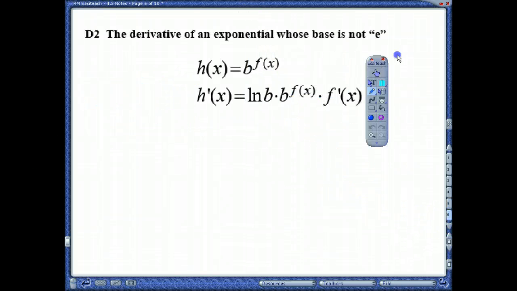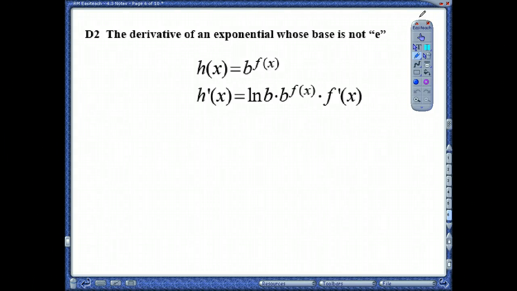All right, so now, when we go to take the derivative of an exponential whose base is not e, it's very close to being the same thing. In fact, if you look at it, this is exactly the same thing we did with e to the x. You rewrite the exponential as is, and then you multiply by the derivative of the exponent. There's just one small change, and that's this little beauty right here. So that natural log of b. So whatever your base is, you're going to have to start off with the natural log of that base times the exponential as is times the derivative of that exponent.